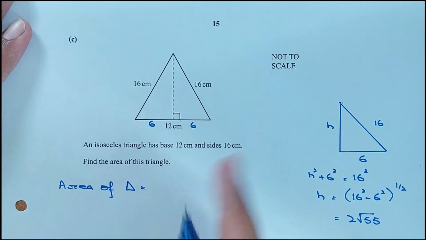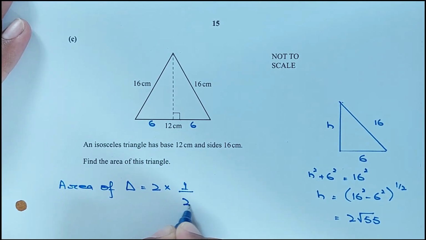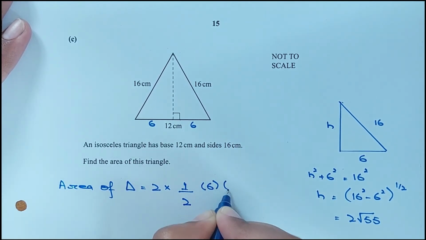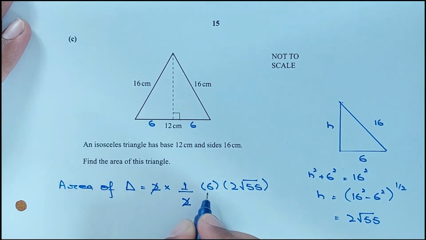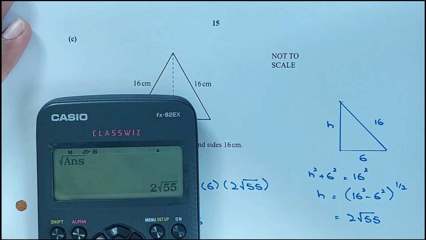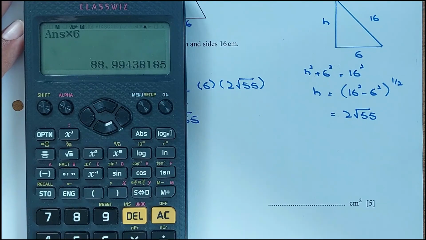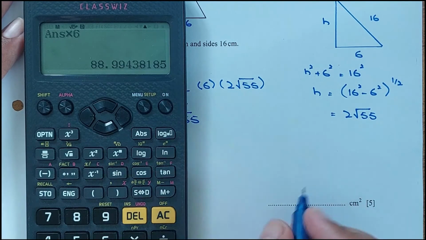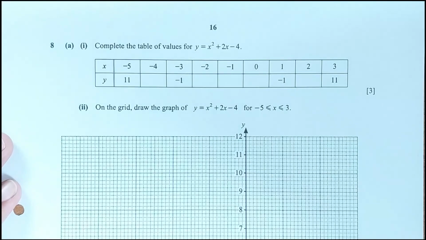there are two identical triangles. So we have 2 times the area of the triangle, which is half base times height. The base is 6 and the height is 2 square root of 55. The 2 cancels with the 2, which is 6 times 2 is 12 square root of 55, which is 88.9 or 89 centimeter squared.